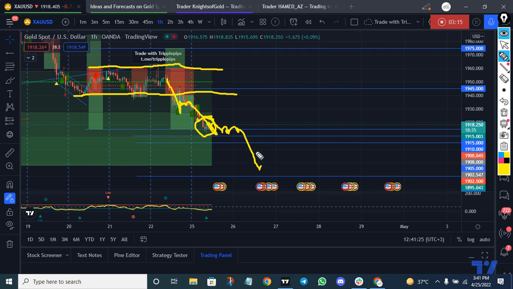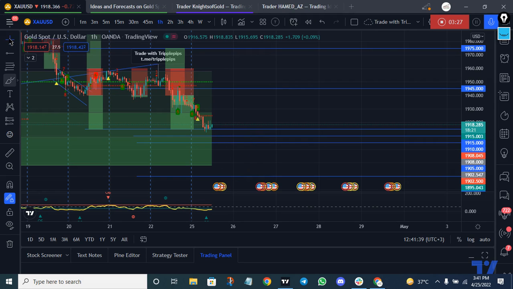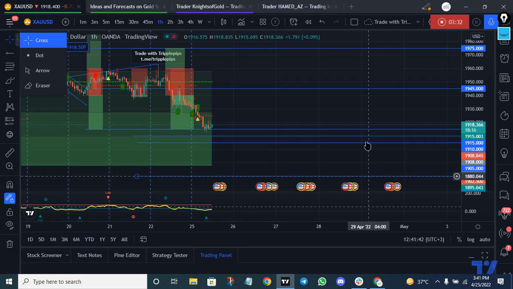Now, what we are seeing is that the price may move to this level, it's 1880 level, if and only if it breaks this level, 1905.